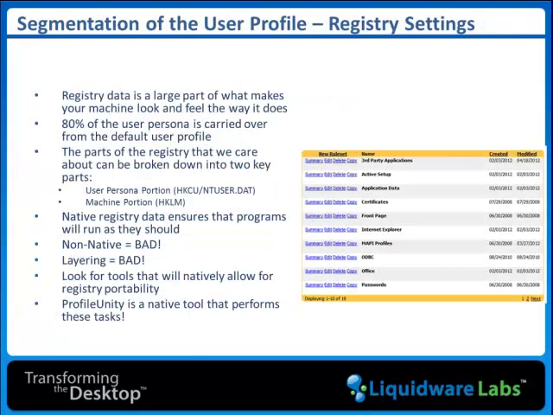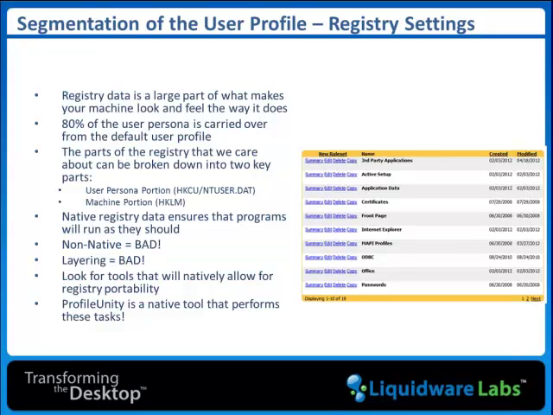Profile Unity allows for the segmentation of different sections of the user profile. Now, registry data is a large part of what makes your machine look and feel the way it does. And 80% of the user persona is carried over from the default user profile. So what Profile Unity functions on is the percentage that doesn't change, the stuff that actually is your user space, the stuff inside of the registry that you have made different since the importation of the default user profile.